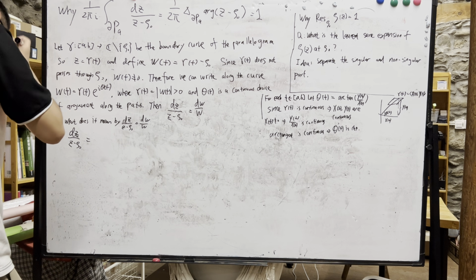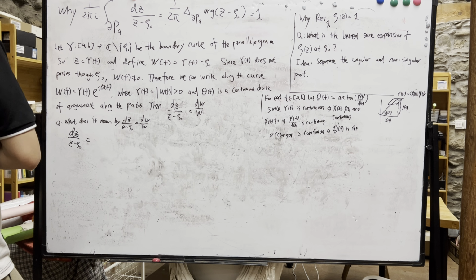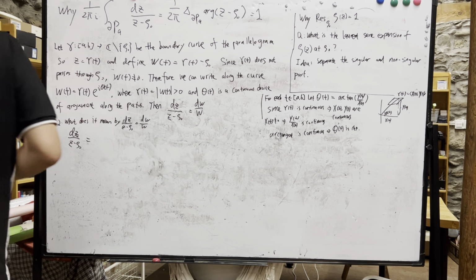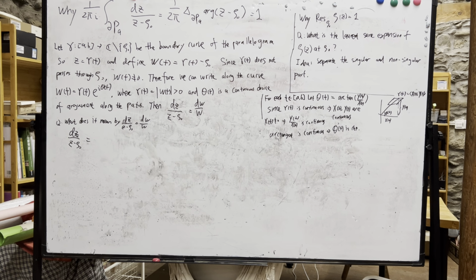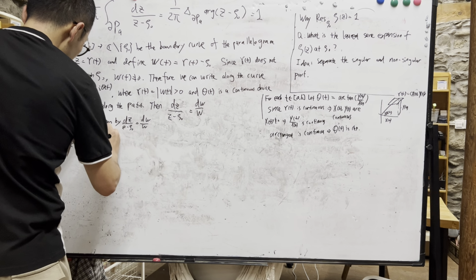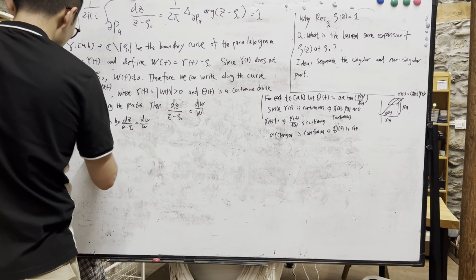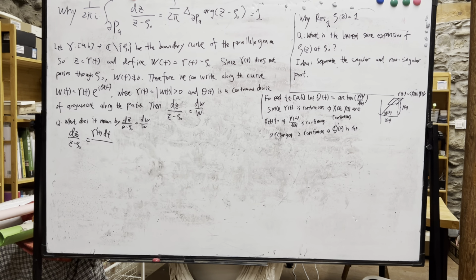Wait. I have to look for what it means by integrating over dz. Integrating over dz means this is equal to gamma prime t dt, and then this is equal to, wait, I'm not sure. Let's check it carefully.